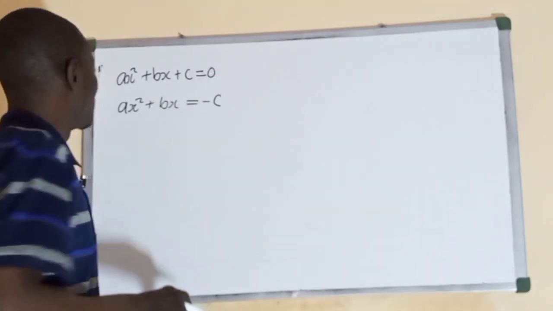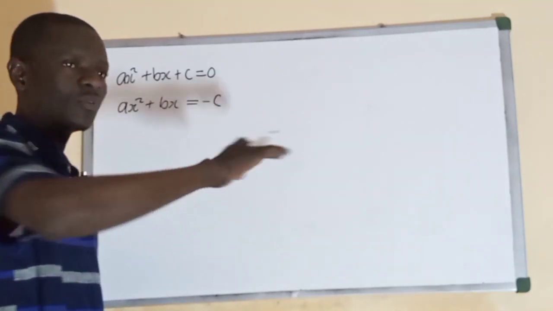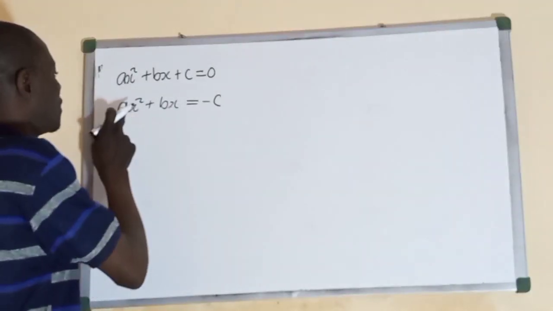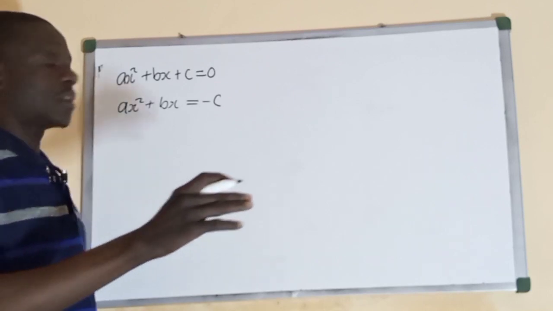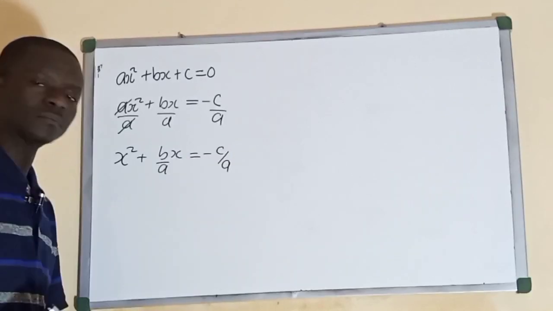Are we following? The next thing is to divide through by the coefficient of x squared, that is a. Now we have divided by a, by a, by a. Are we following? So here you can see that this a cancels this one, so we are left with x squared plus b all over a x is equals to minus c all over a.